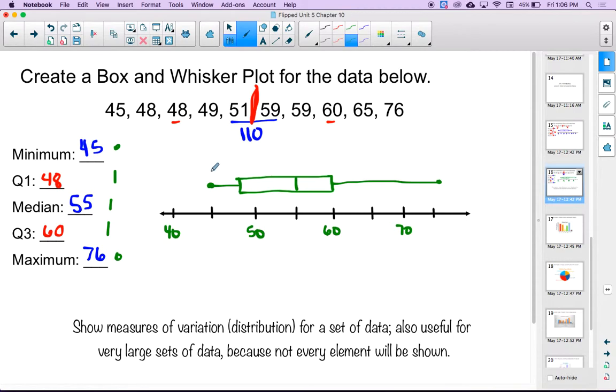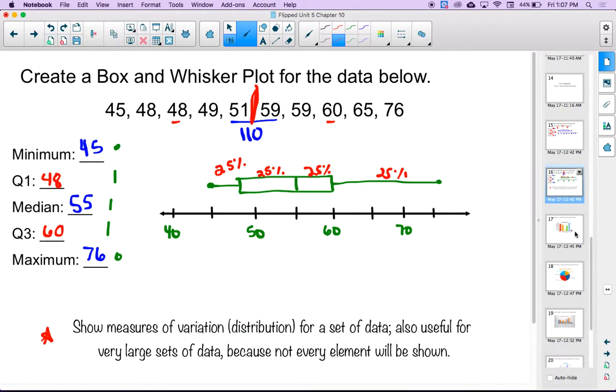And something else for you to remember is that each chunk of your graph, let me change colors here. Each chunk of your graph, each quartile represents 25% of the data. So there's 25% there, 25% here, 25% in this section, and 25% in this whisker. So it shows where there are close together groups of data and where there are more spread out groups of data. So that is what a box and whisker plot is good for.